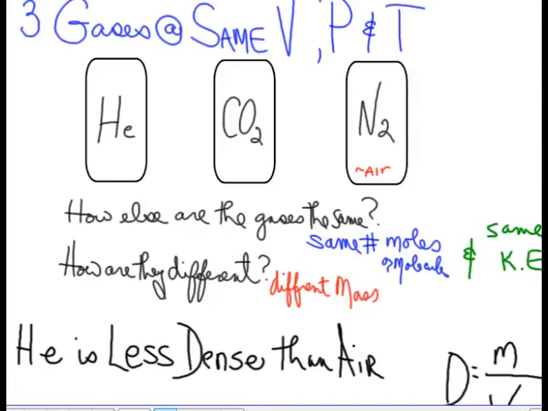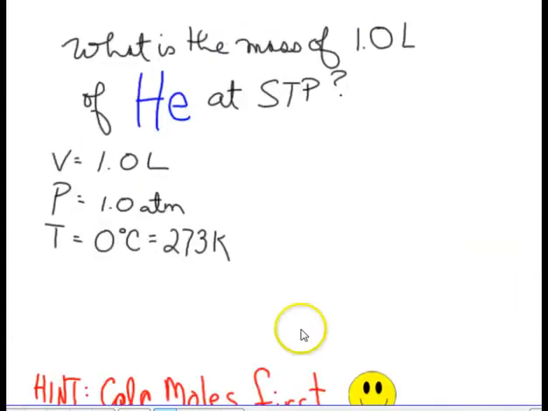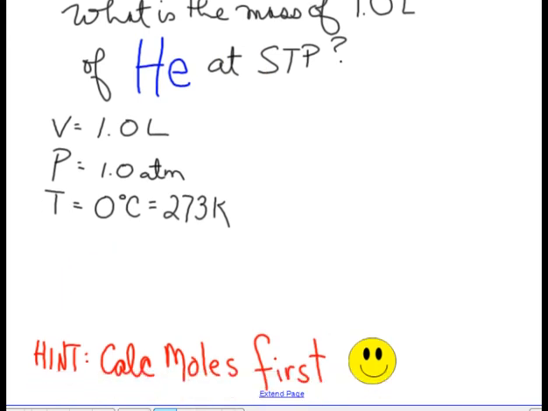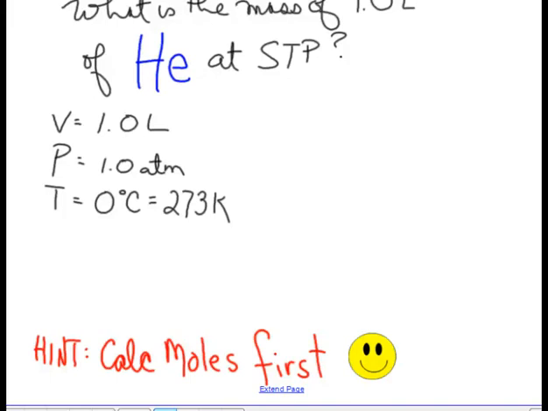That's why helium balloons float. They're less dense than air. So what you could do to find the density is first find the mass of helium. So let's take 1 liter. What's the mass of 1 liter of helium at STP? Calculate the mass first. I'll calculate the moles, and then go to mass. And then once you have the mass and you have the volume, can't you calculate density? You got it.